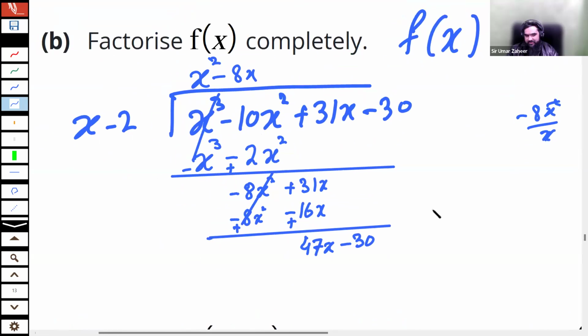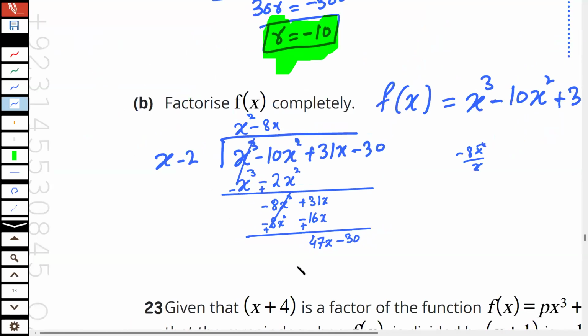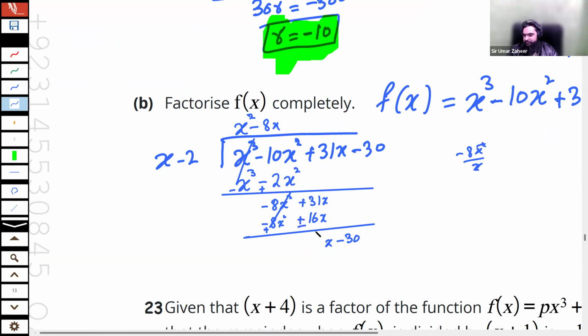Yes, sir. Minus 2 times minus 8x is positive. Oh, yes, because I'm saying that we are not connecting it. Okay, it is positive 16x and minus, so 31 minus 16 will be 15x. Any question till here?